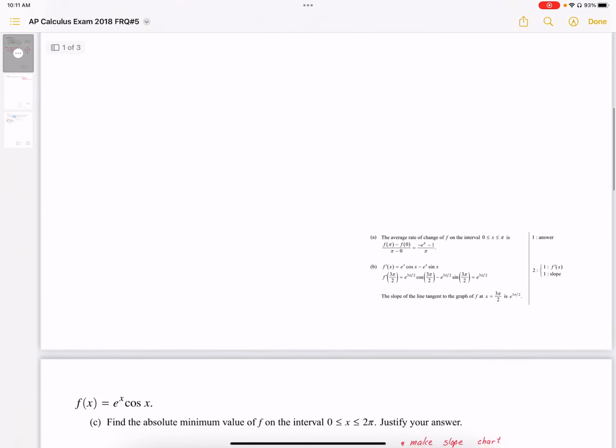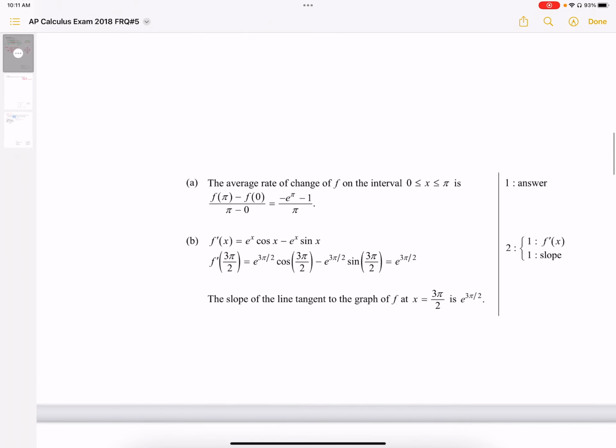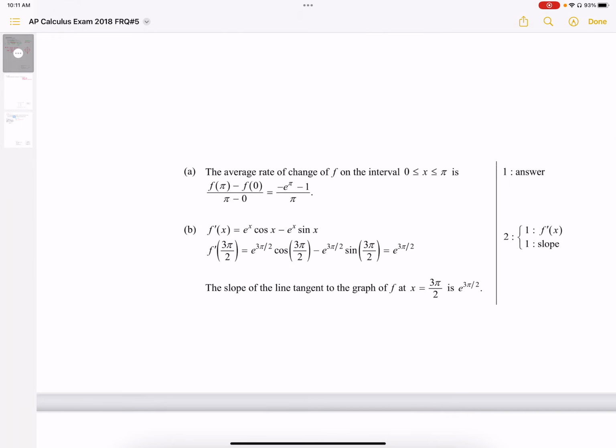When we look at the marking scheme, for part A, we get 1 mark just to calculate the slope value between those 2 points. For part B, 1 mark is for the derivative, and the second mark is for calculating the value of the slope when we plug in 3 pi over 2.